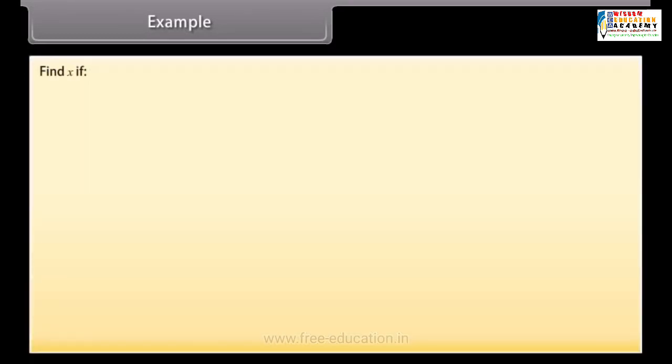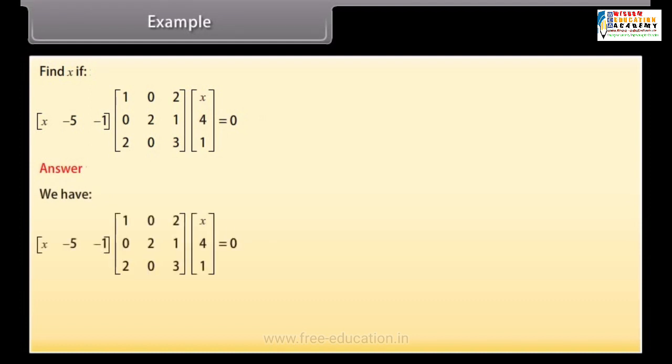Example. Find x if matrix row-wise first row x, minus 5, minus 1, multiplied by matrix row-wise first row 1, 0, 2, second row 0, 2, 1, third row 2, 0, 3, multiplied by matrix row-wise first row x, second row 4, third row 1, is equal to 0. Given that, we have the same equation.